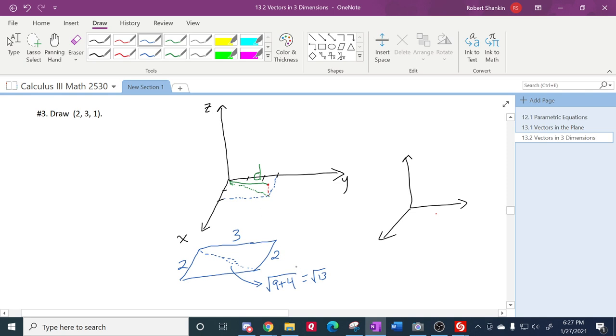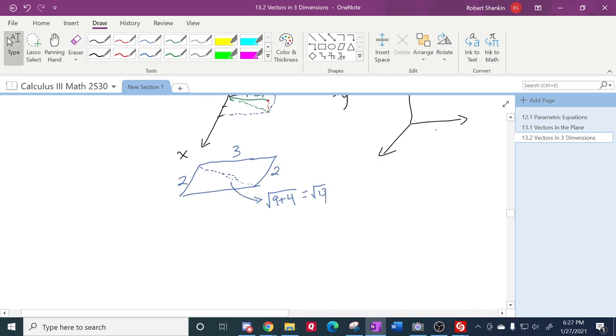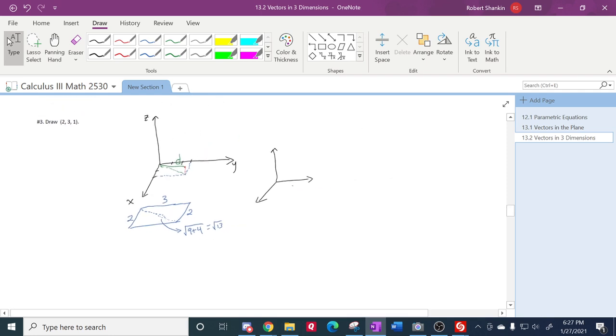Okay, and then now we have this other triangle. This other triangle is this dotted line, and then straight up 1. So this one was square root of 13 in length, and this one was 1 in length.